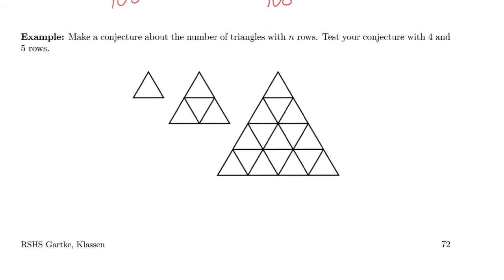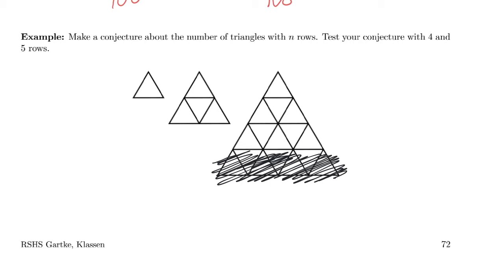Now, let's take a moment here. And actually, I tell you what, this is another question here. I think what I want to tweak here, I don't think that bottom row should have been there. I think that was a mistake here. So let's ignore that for right now. We're going to make a conjecture about the number of triangles with n rows. We're going to test the conjecture here.